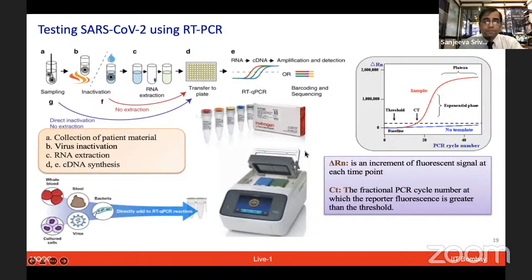Now, how has this PCR technique been useful in COVID-19 research? So, a small modification of this.